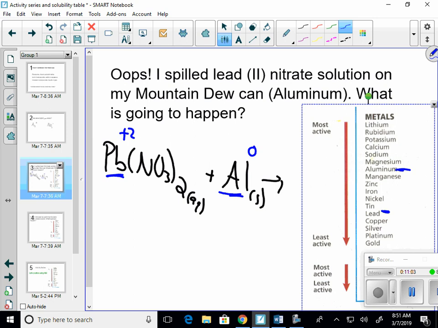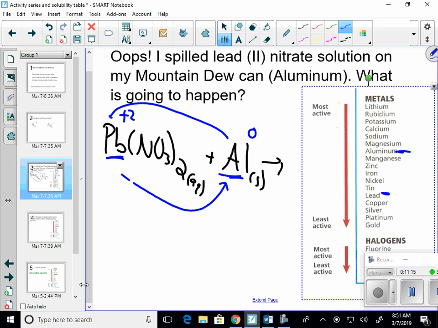If I were to write the products of this reaction, aluminum is trading places with the lead. Again, I'll write my products below because I'm running out of space off to the side. One product, well, what's the new lone thing? Aluminum's no longer by itself. What's by itself now? Lead, the Pb. I mean, they traded places. State of matter for Pb? Solid. Oh, my Mountain Dew can's no longer aluminum, it's lead.